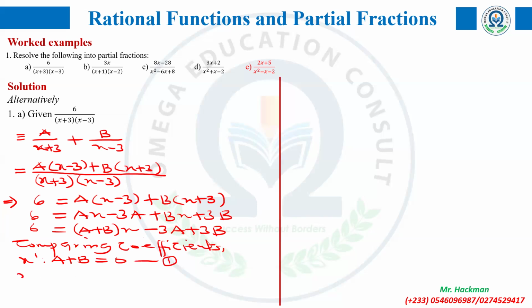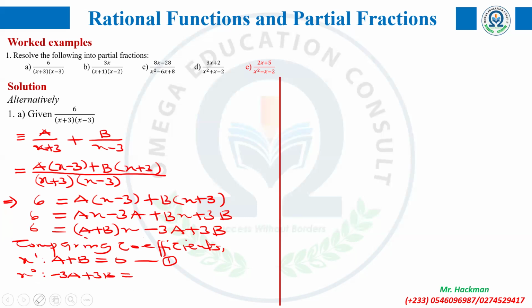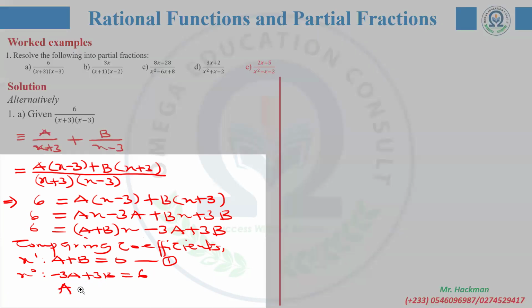Then x to the power 0, which is your constant. Your constant here is 6, but here your constant is minus 3a plus 3b. So I'm going to write that minus 3a plus 3b should be equal to positive 6. I will not label it, because I know I can reduce the equation. I'm going to divide by negative 3 because I want my leading one to be positive. So this divided by negative 3 will give me a.